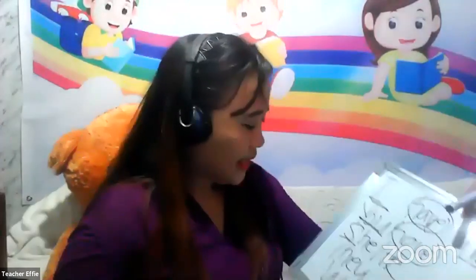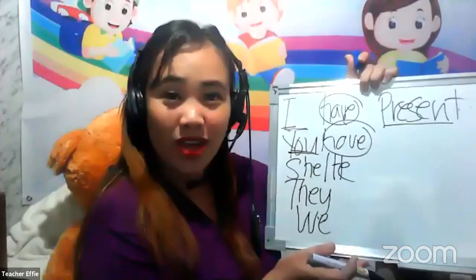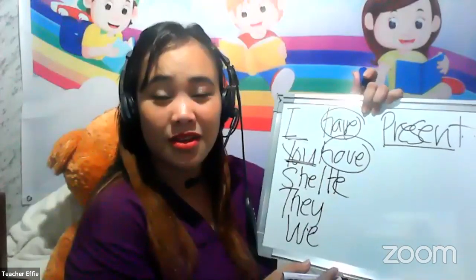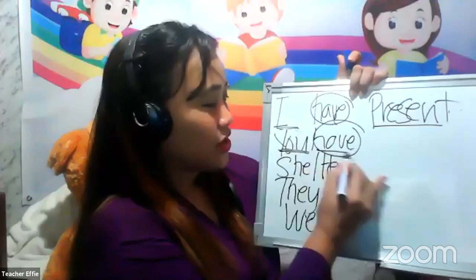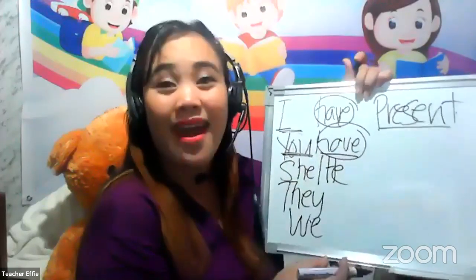When are we really going to use has and have? I is singular. You can be singular or plural. If I say you, I may be talking to you as one person or to you all, two or more people. It depends on whom you are referring to. But singular or plural, referring to one person or more, use have. So singular or plural, that is always have.